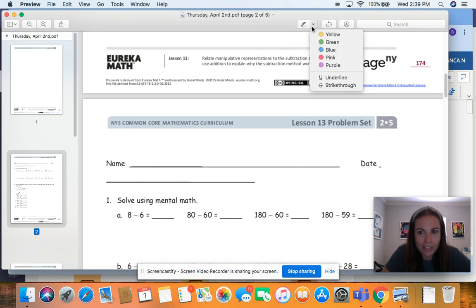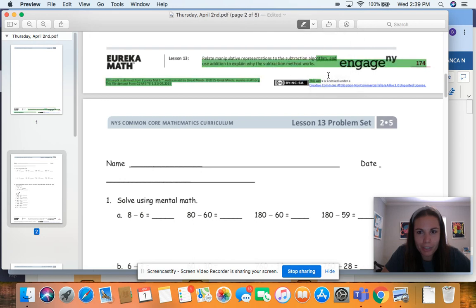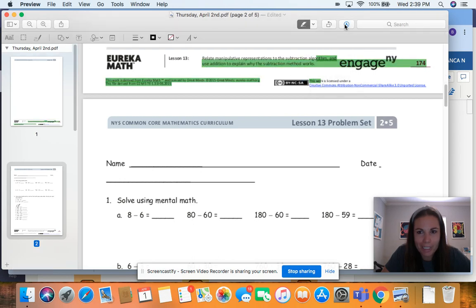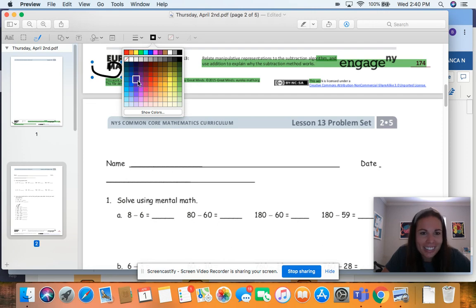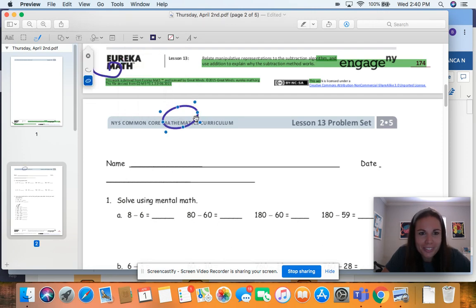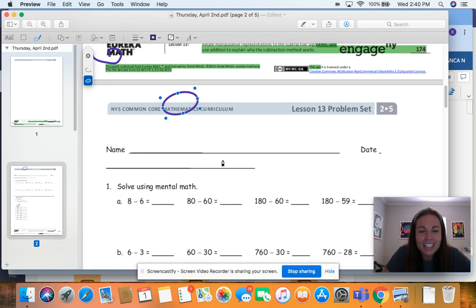Now, since this is different, let's do green. I've never used this before. Oh, that's highlight. Never mind. Let's try this one. Right. Got it. Okay. I guess I can't do colors with this one. Maybe I can. That's okay. Oh, yeah, I can. We'll do purple. Yay. Okay. So, it's making a perfect circle.